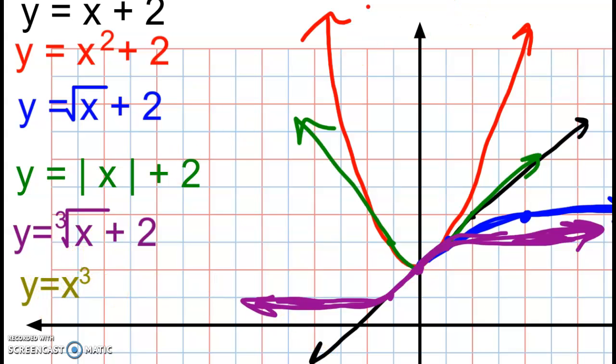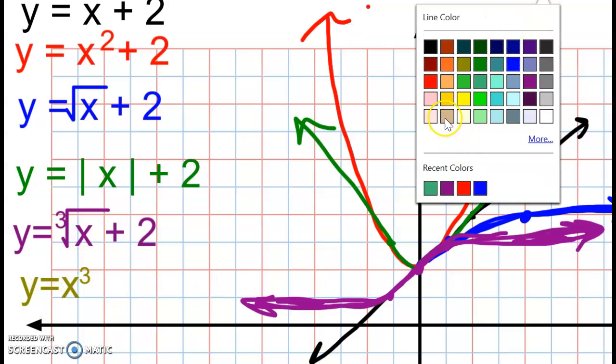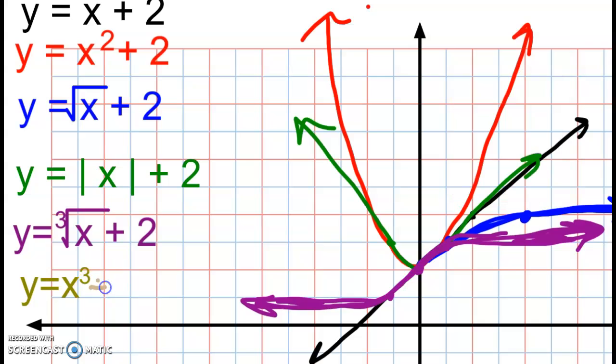We have x cubed. Let's see, 0. Oh, I meant x cubed plus 2, sorry. When I have 0, I get 2. 1 cubed is 1 plus 2 is 3. Negative 1 cubed is negative 1 plus 2 is 1. We get a curve that looks something like so. And again, we could do this on Desmos as well.